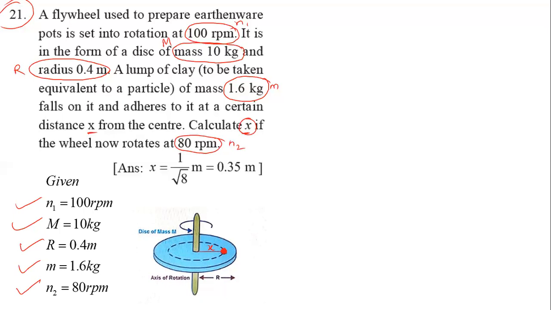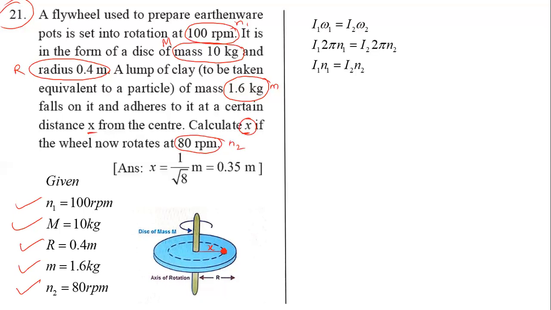Now by conservation of angular momentum, we can write I1 omega 1 is equal to I2 omega 2. Omega 1 we can write 2 pi n1. This 2 pi gets cancelled. So we get the formula I1 n1 is equal to I2 n2.